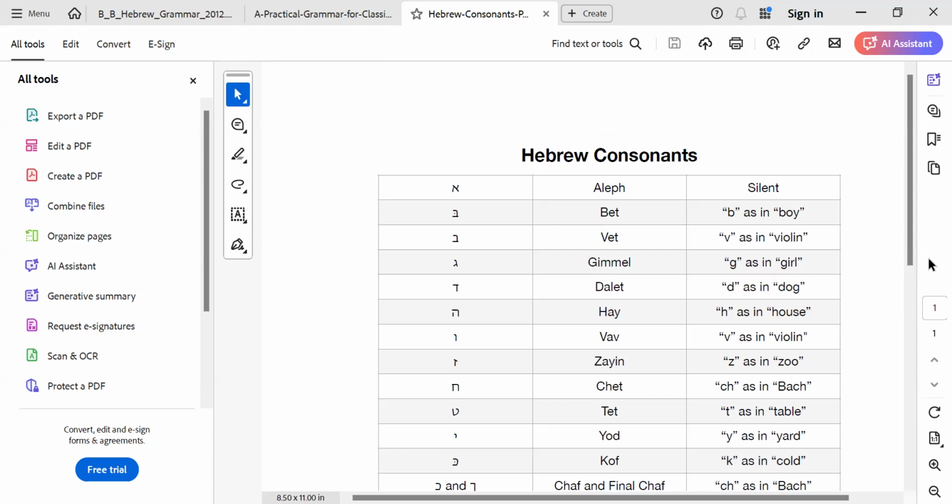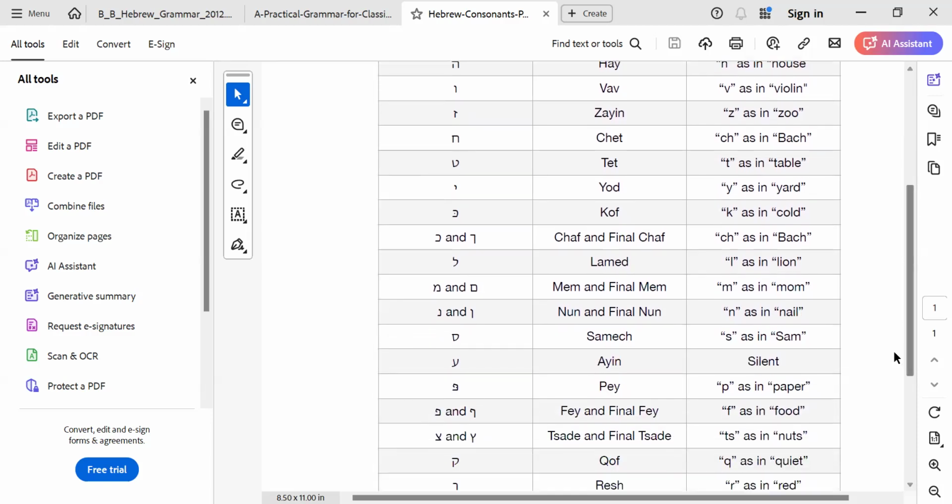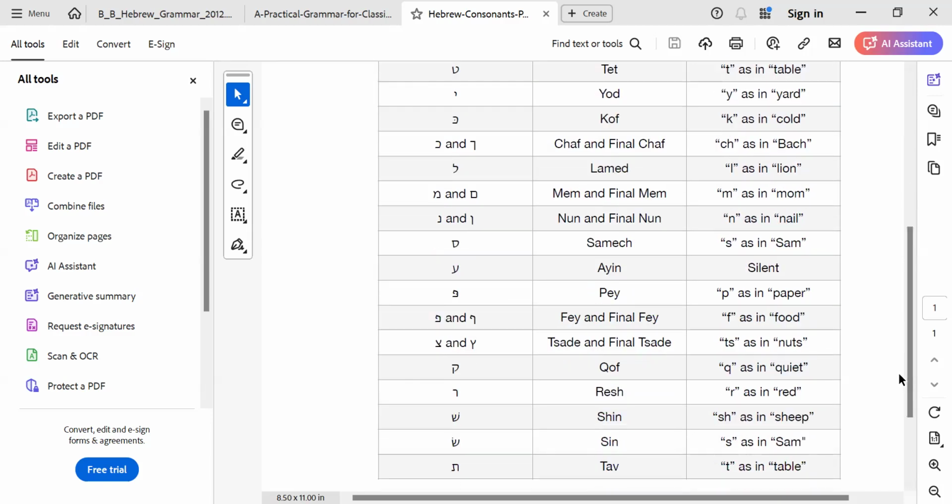Aleph, Bet, Gimel, Dalet, He, Vav, Zayin, Chet, Tet, Yod, Kaf, Lamed, Mem, Nun, Samekh, Ayin, Pe. Okay, then we'll go Tsade, Kof, Resh, Sin, Tav. Well done, everybody. Clap for yourselves.